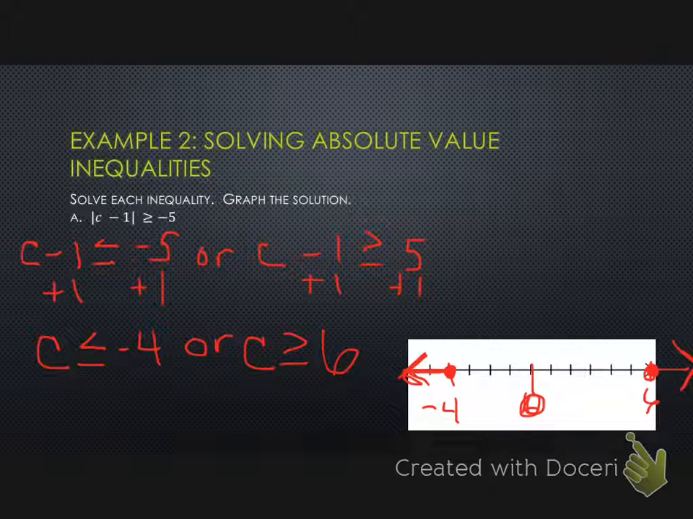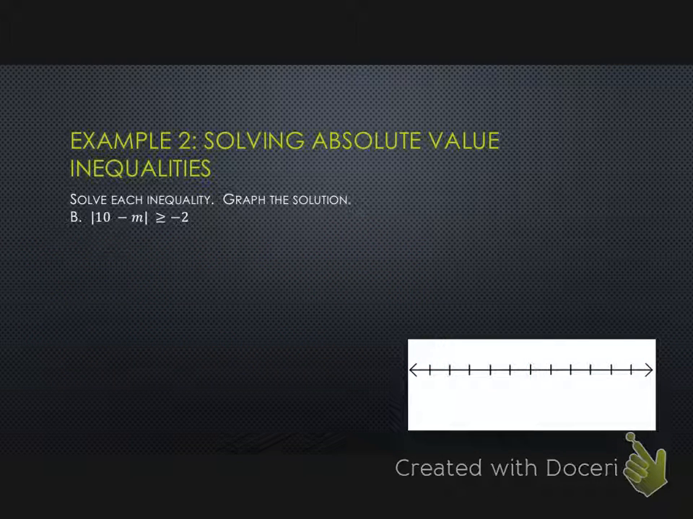Let's look at part B. Solve each inequality and graph the solution. Okay, again, the negative 2 is less than 0. By definition, the absolute value of an expression must be greater than or equal to 0. So the absolute value of 10 minus m will always be greater than negative 2, because this is always going to be a positive number. The absolute value is always going to be a positive number, so it's always going to be greater than negative 2.